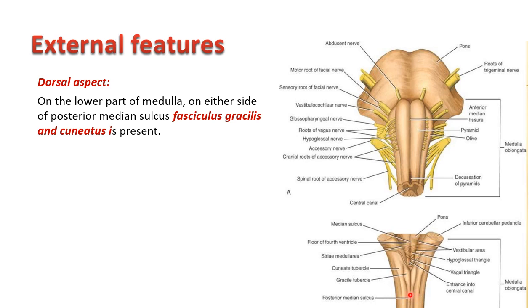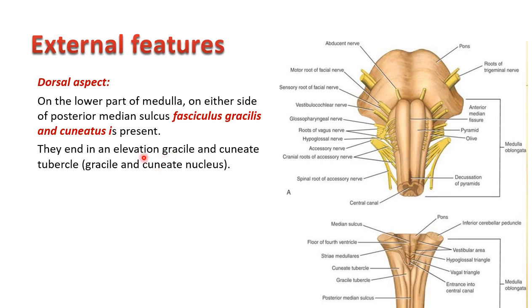If you trace this white matter above, it ends in a swelling called the gracile and cuneate tubercles. Deep to the tubercles you have the nuclei of this white matter, the gracile and cuneate nucleus. So they end in an elevation called the gracile and cuneate tubercles, and deep to that tubercle you have the nucleus where these ascending tracts, fasciculus gracilis and cuneatus, will go and relay.